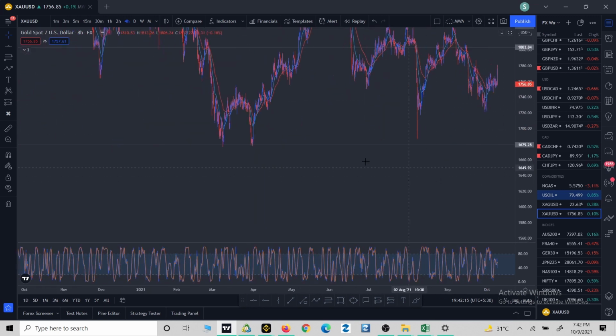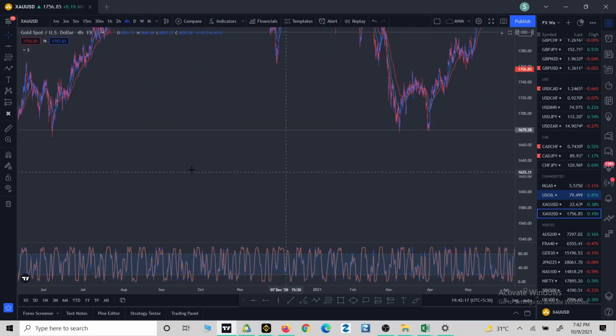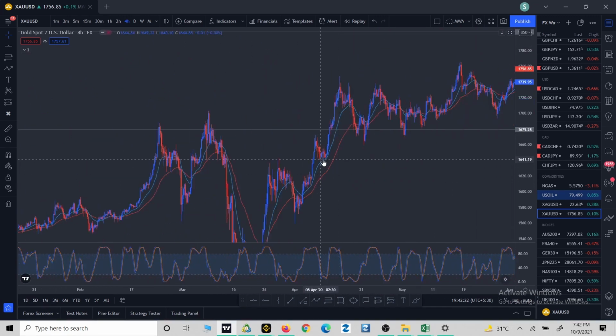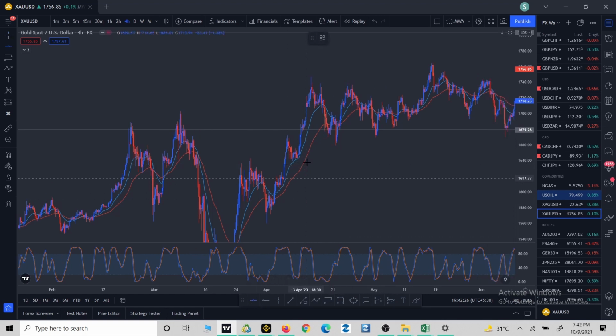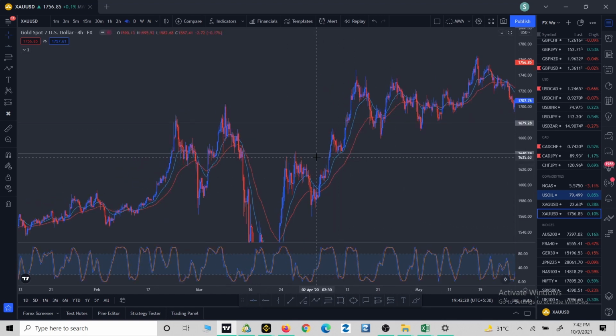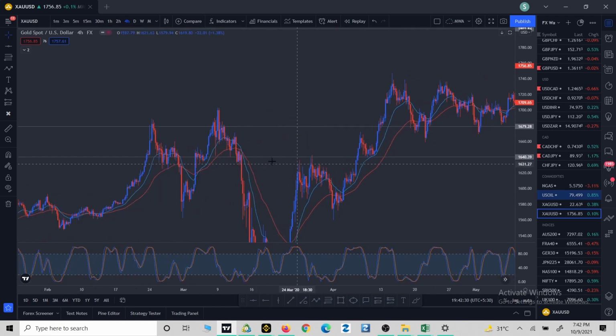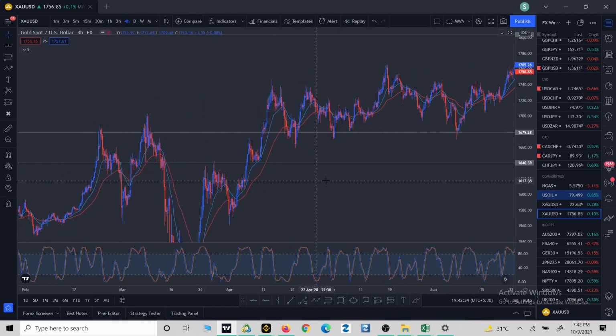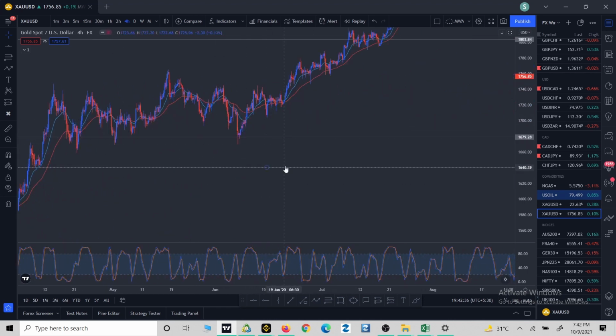Same for the support. Next to this zone, if we look down and left, we can see that this zone acted as a support in the past. So this can be considered a support zone because we can see that this zone has been retested multiple times in the past as well. So yes, if this zone is broken, the price is most likely to hit this zone as the support zone.